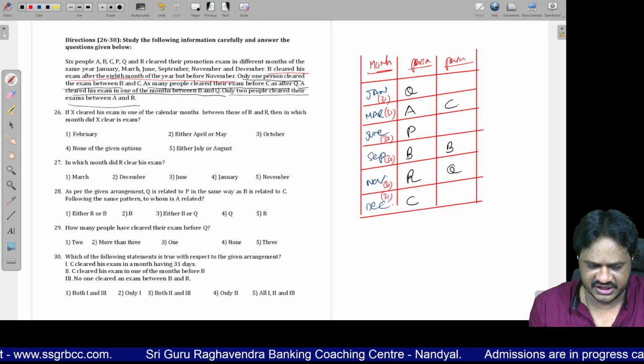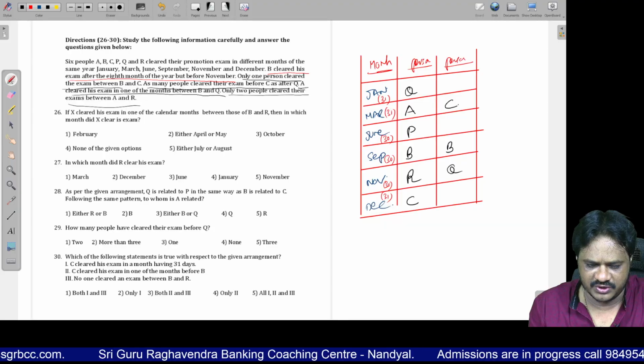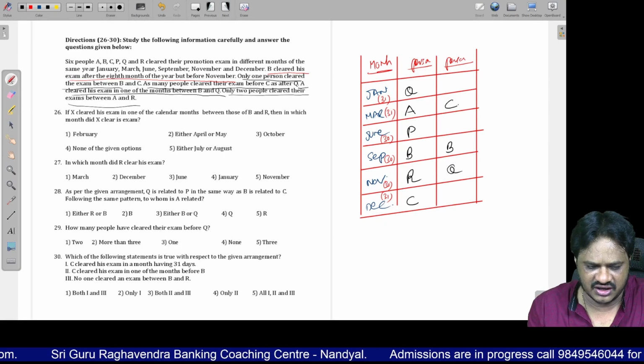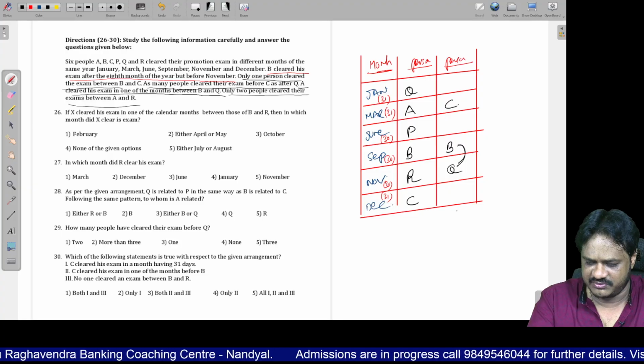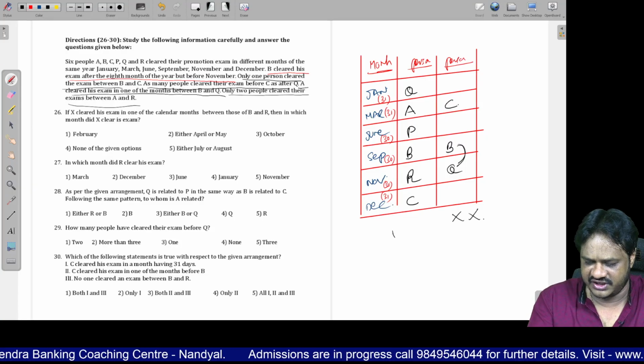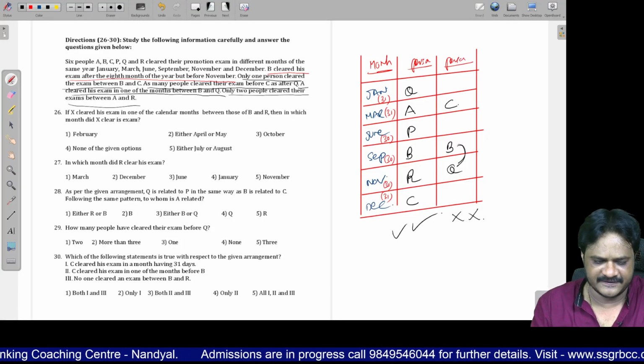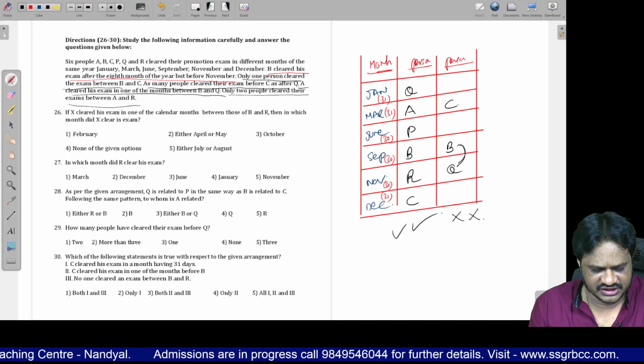Now come to the second case. Only two people are there between A and R. A is clearing in between B and Q. In between B and Q, you can't place A here. So this is definitely wrong, and the first one is correct. Now let us answer the question.